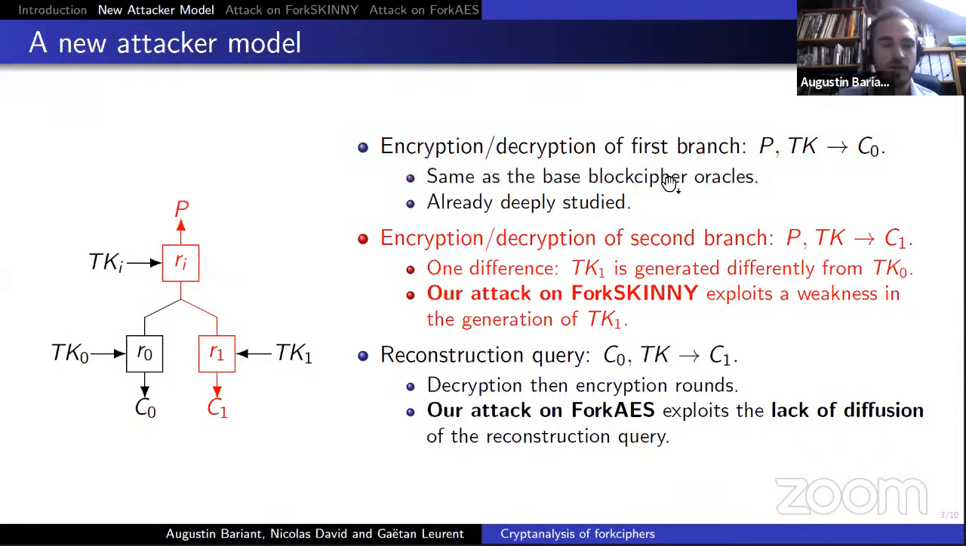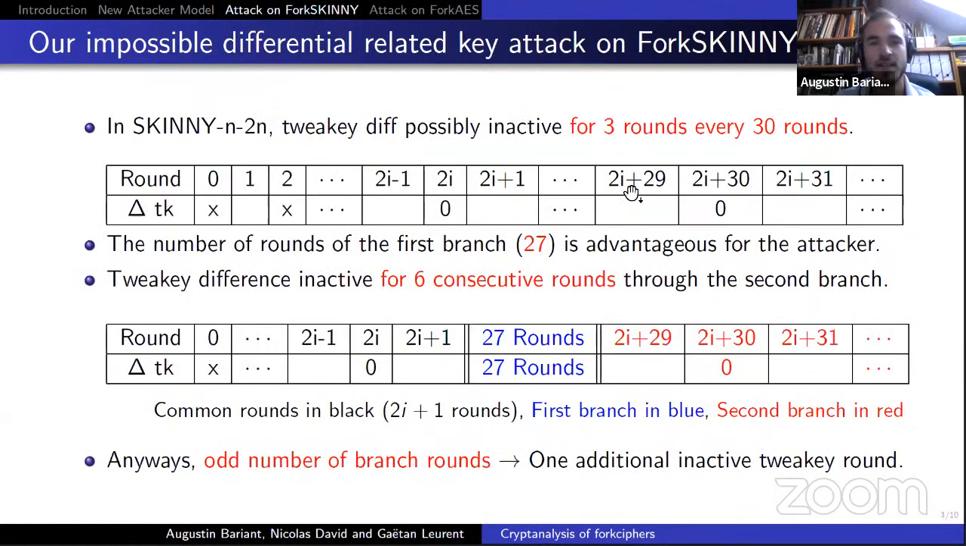So the second oracle is interesting because it's like the first one, but TK1 is generated differently from TK0. And actually, we have an attack on Fox-Skinny that exploits a weakness in the generation of TK1. So our attack is an impossible differential related key attack on Fox-Skinny 128-256.